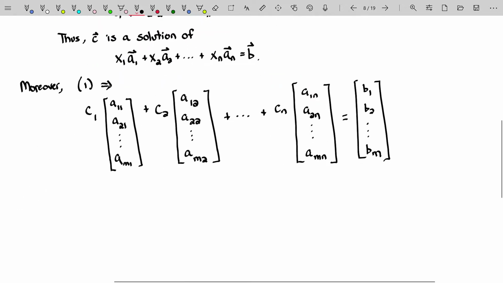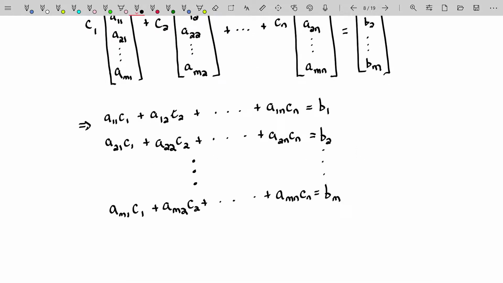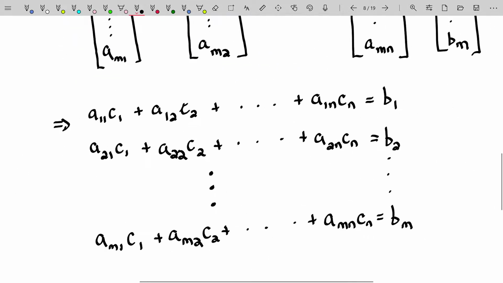Now, if you distribute the scalars into those vectors and you equate rows, you get the following. And that is a system of linear equations. Basically what this means is those constants C1 through Cn make all of these equations true. Hence, C1 through Cn, the point C1, C2, C3 all the way to Cn, is a solution of the following linear system. And there we have it.